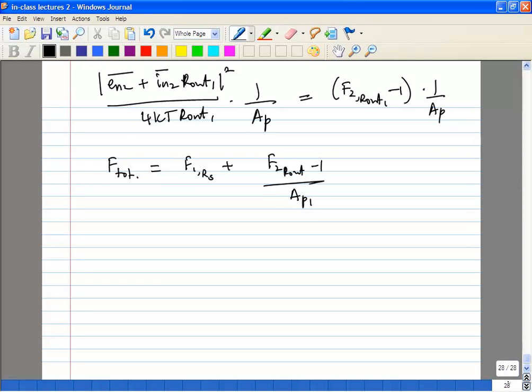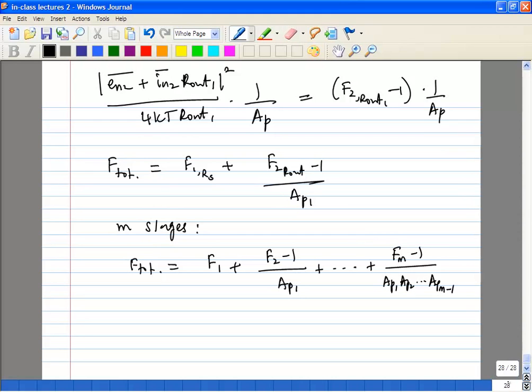And in general you can extend this to m stages. It is the noise figure of the first stage, plus F2 minus 1 over the gain of the first stage, plus the third stage would be F3 minus 1 over the product of the power gains of the first two stages, and so on. So this is called the Friis equation.